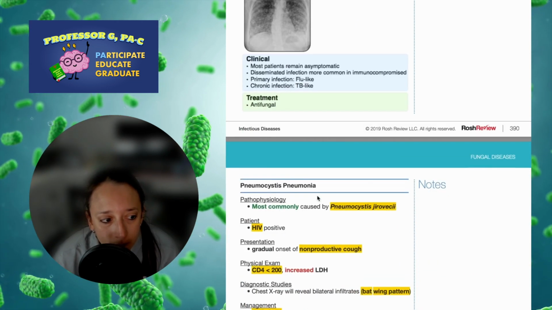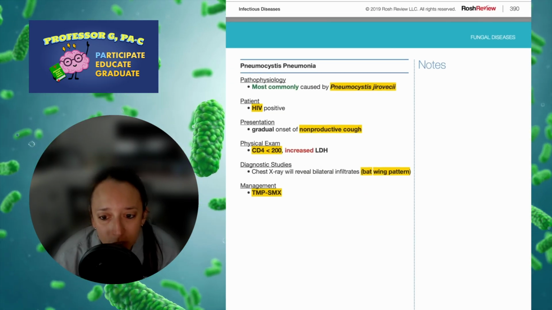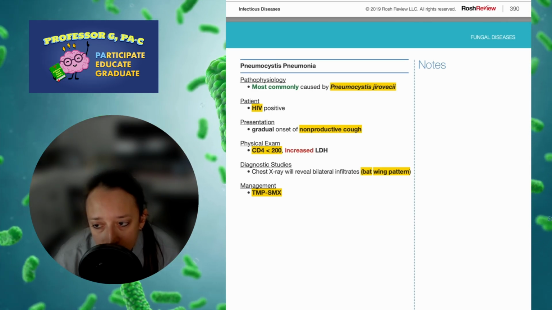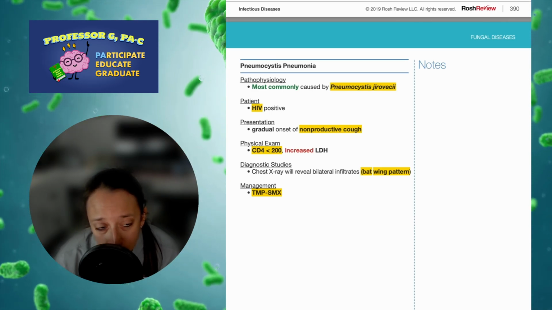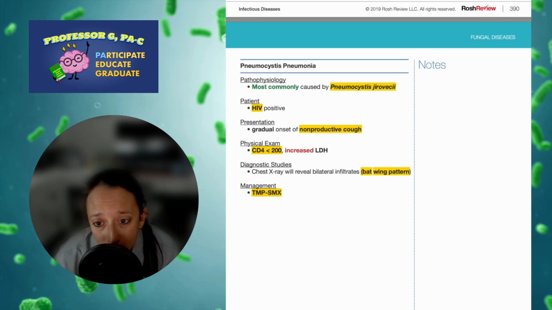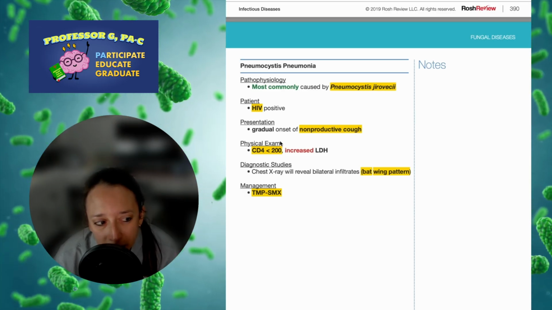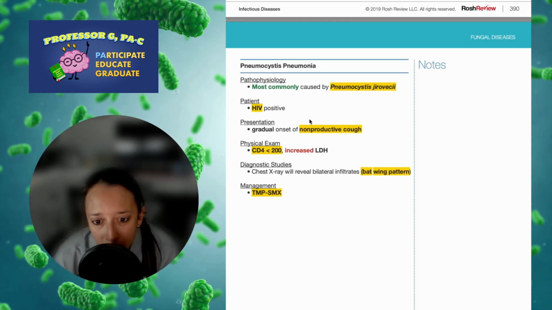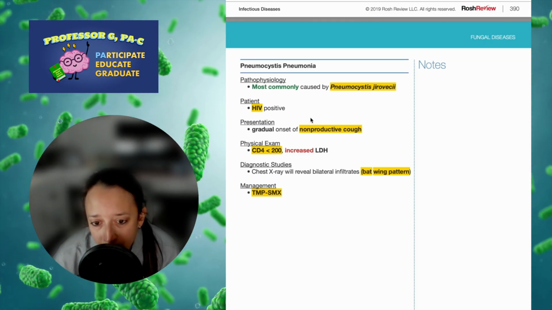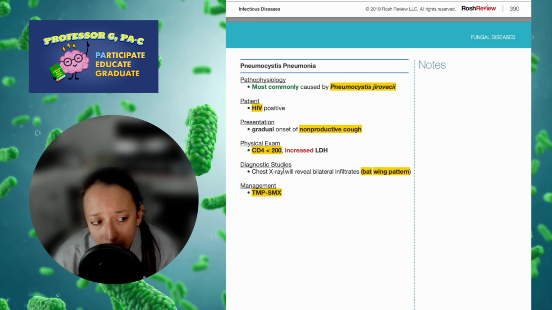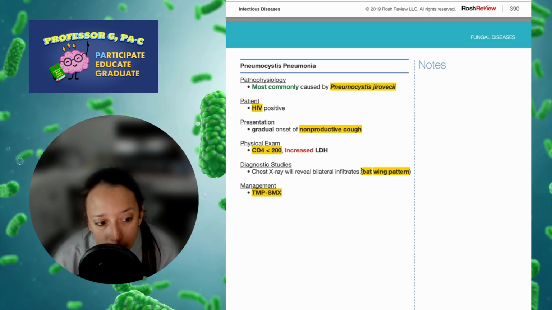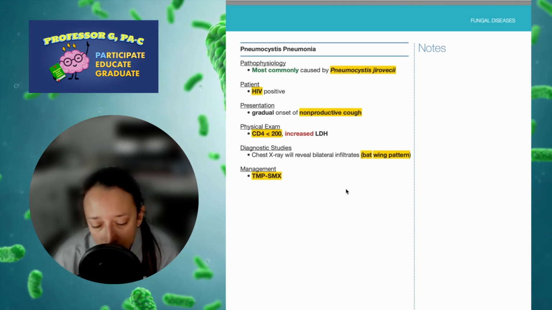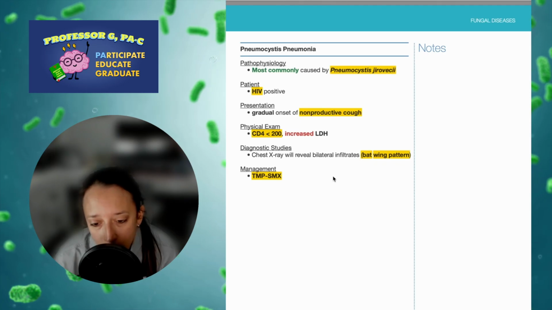Next up is Pneumocystis jirovecii pneumonia, formerly known as PCP pneumonia. This infection is most common in HIV positive patients with a CD4 count under 200. Gradual onset of non-productive cough, dyspnea, fever, and the physical exam might show some hypoxia and rales. For diagnostics, we're going to get a chest x-ray. It's going to show bilateral diffuse infiltrates or a bat wing pattern, and LDH is typically elevated. We want to treat with Bactrim, or trimethoprim-sulfamethoxazole. That's the drug of choice.